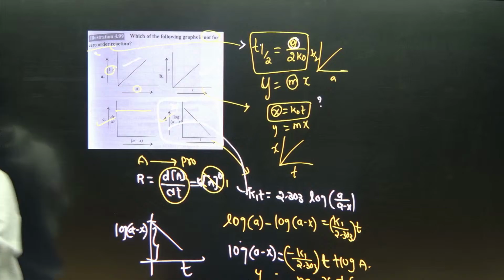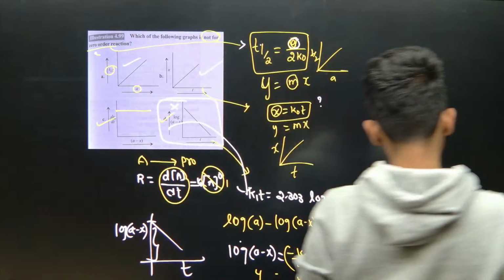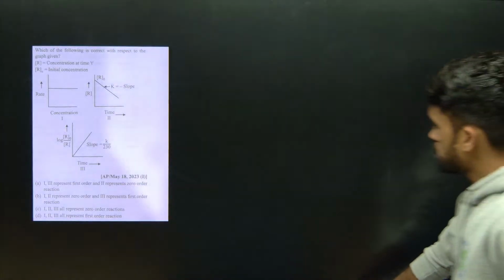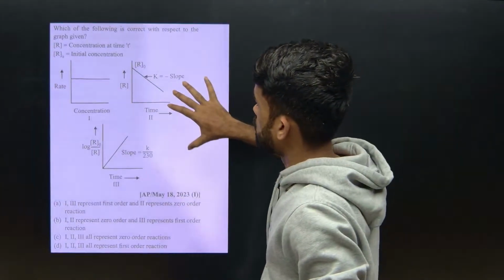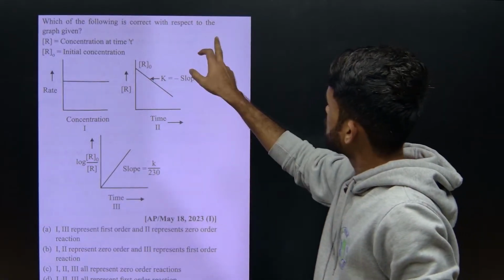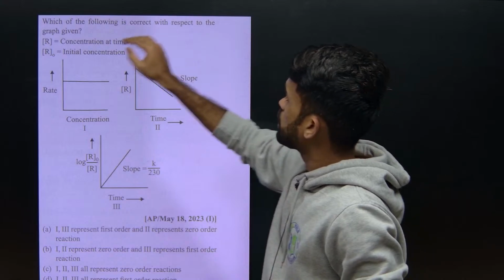Right. Next thing here, we have one more question related to graphs. This question is from EAPCET again. Which of the following is correct with respect to the given graphs?